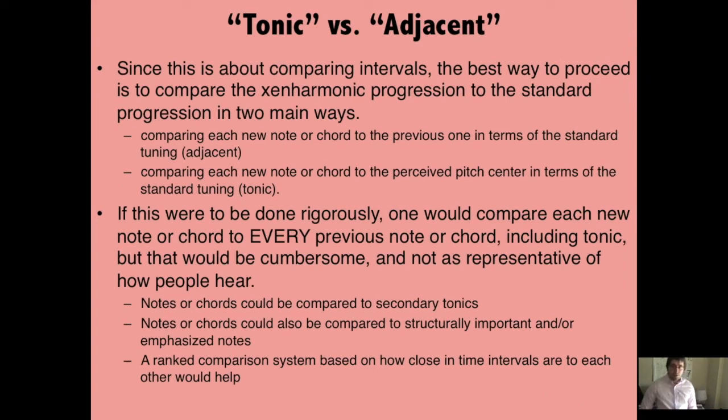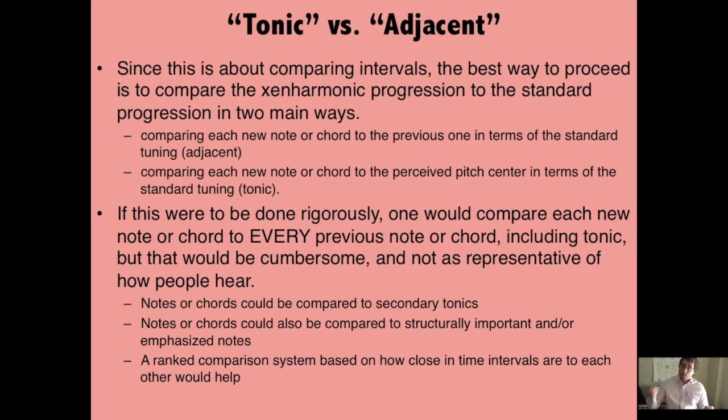So the two approaches I like to think about are taking a referential approach that goes back to the tonic, and a referential approach that goes back to whatever note or interval happened right before the note that you're on. So when you think about translating something into 12 EDO, you're really combining these two approaches. Since this is about comparing intervals, the best way to proceed is to compare the xenharmonic progression to the standard progression in two main ways.